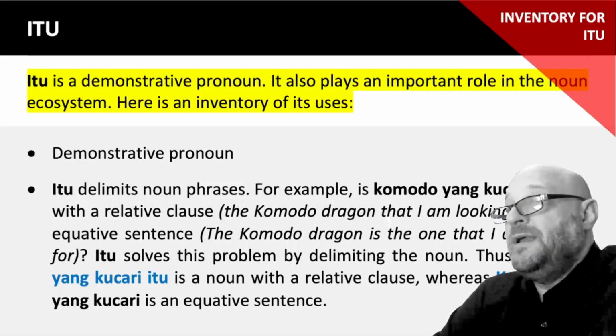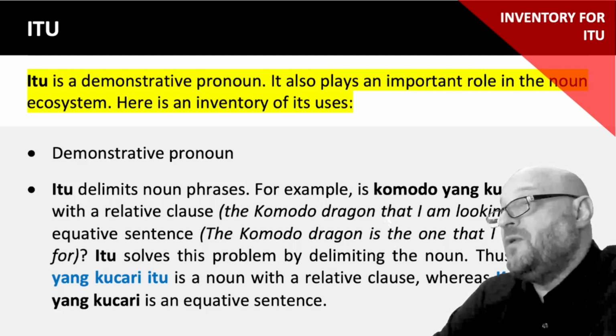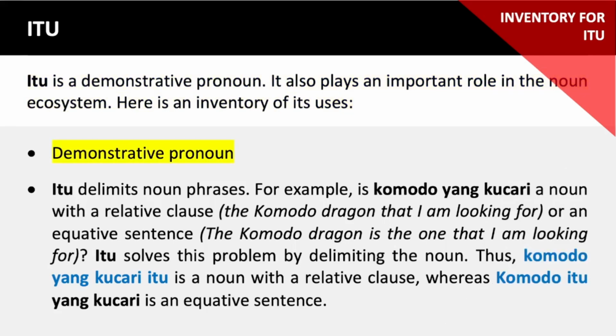Itu. Itu is a demonstrative pronoun. It also plays an important role in the noun ecosystem. Here's an inventory of its uses. Demonstrative pronoun. Itu delimits noun phrases. For example, is Komodo yang kucari a noun with a relative clause, the Komodo dragon that I'm looking for, or an equative sentence, the Komodo dragon is the one that I'm looking for.